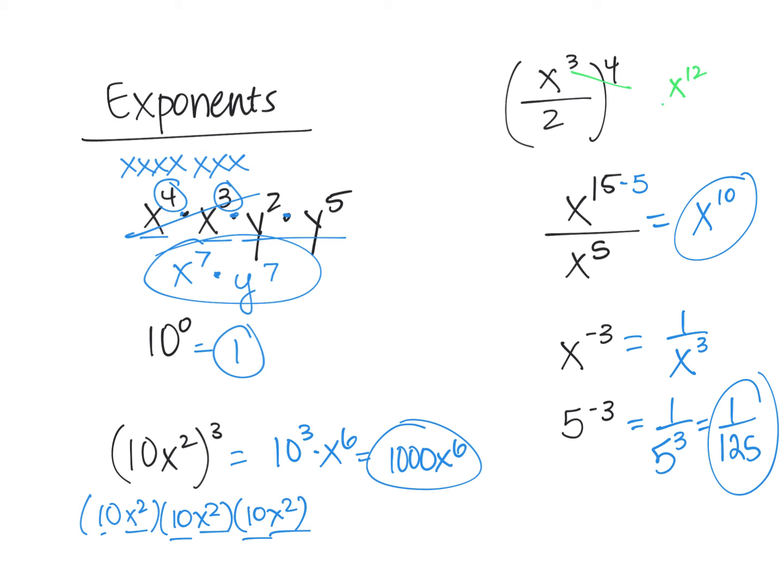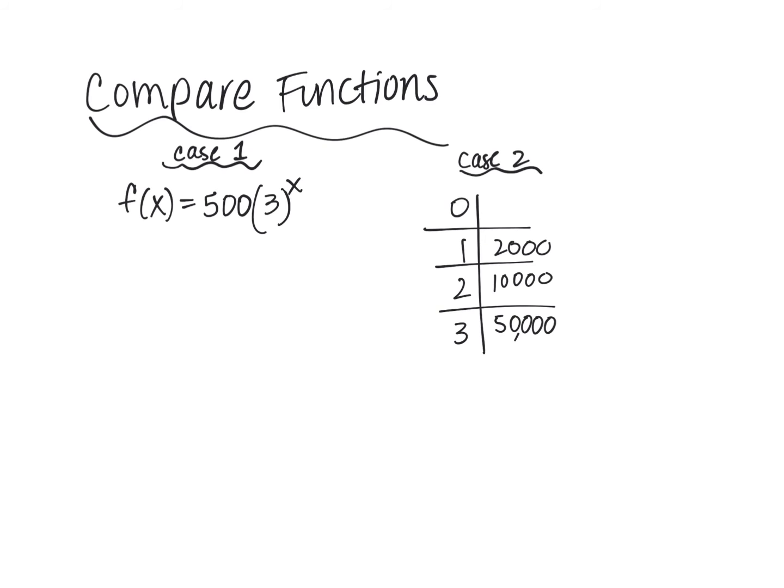So I'd have x to the 12th over, I have to do that to the 4th power too, 2 to the 4th, or x to the 12th over, if you do 2 to the 4th, 2 times 2 times 2 times 2, 16, I think. So there is my final answer.